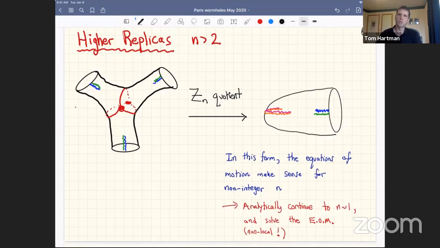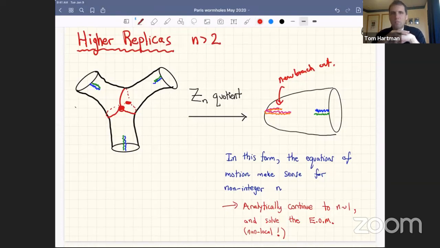And if you assume replica symmetry, then you can take a Zn quotient, and you can view this manifold as a branched cover of a single copy of the black hole. So what's happened on the right here is that we have a new branch cut appearing near the black hole horizon. Once you've taken this quotient, the equations of motion make sense for non-integer n. In the replica trick, we need to be able to analytically continue in n. So if we assume replica symmetry, then we can do this continuation by taking the quotient. Then we continue n to 1 and solve the equations of motion to find the saddles.